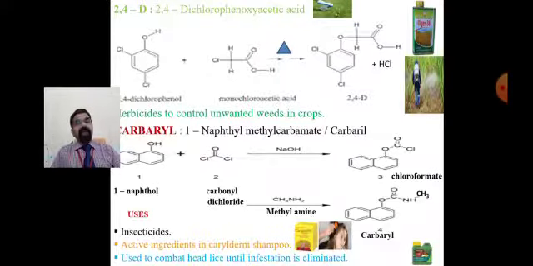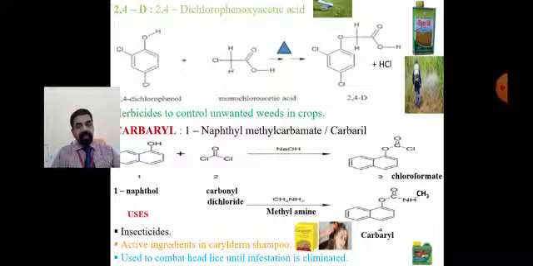Now the another pesticide is called carbaryl. Carbaryl is chemically called 1-naphthyl methyl carbamate, or commonly it is called carbaryl. Carbaryl was first introduced in 1958 as a pesticide by Union Carbide.